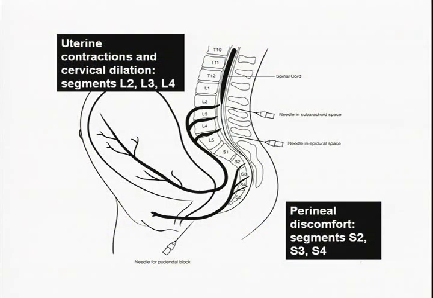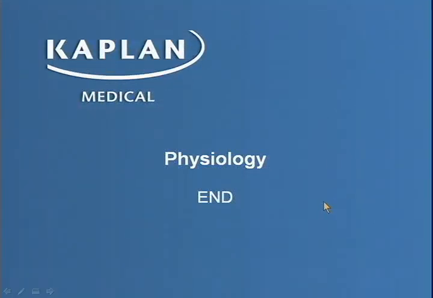You can see very nicely in this diagram over here, uterine contractions and cervical dilation. It is the T10 to T12, and the nerve roots which come out are actually L3-4, but the nerve roots come from up here. The stretching of the perineum with the second stage is S2-3-4, and that is the pudendal nerve. Physiology, that's the end.